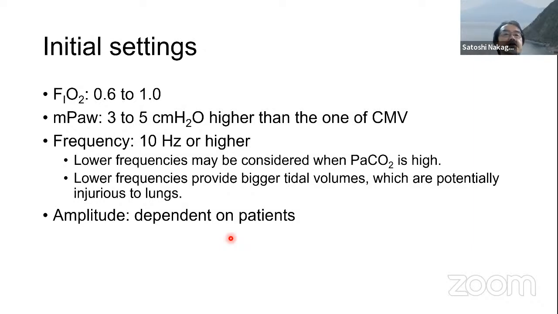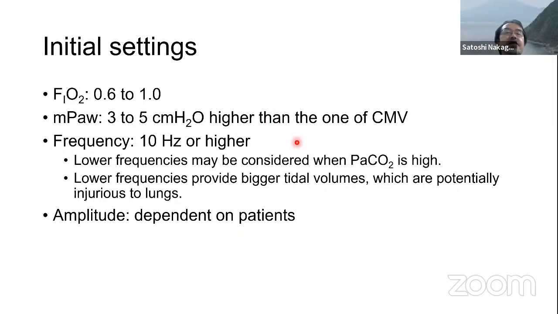Our initial settings are like this. When we want to start the high frequency oscillation, we usually start with the FiO2 somewhere between 0.6 and 1.0. And mean pressure is usually increased 3 to 5 centimeters higher than the mean pressure of conventional mechanical ventilation mode. Or, I will tell you later, we sometimes increase mean pressure 10 centimeters above the one of the conventional mechanical ventilation mode.